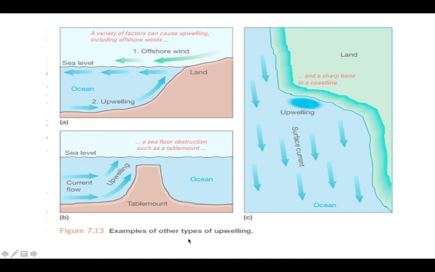Okay, this is another upwelling example. So if there is a shear effect, we can see that this current is coming this way, and as it moves in this area, there is a friction, horizontal friction, you can say.